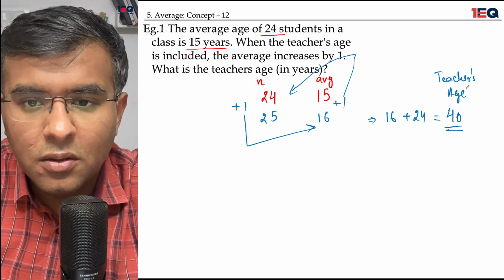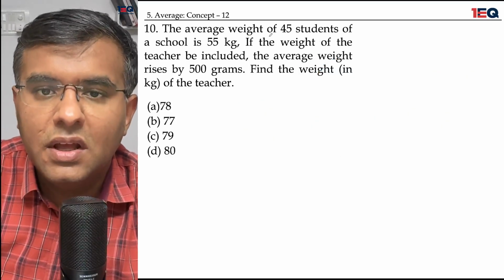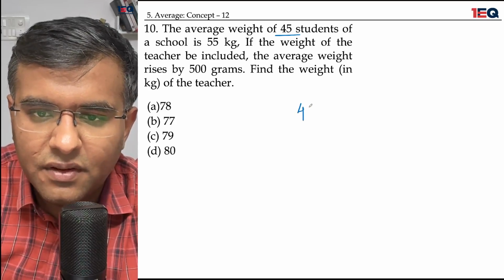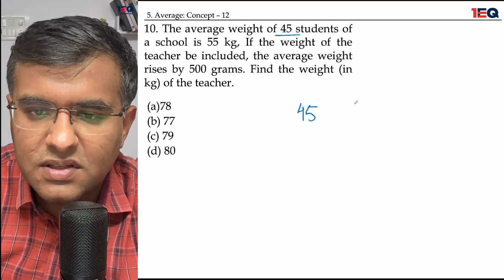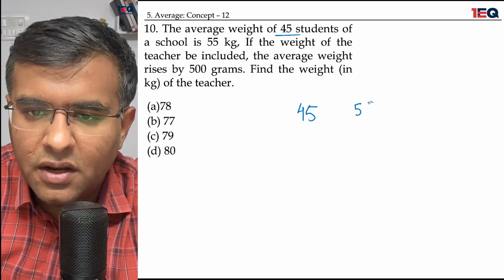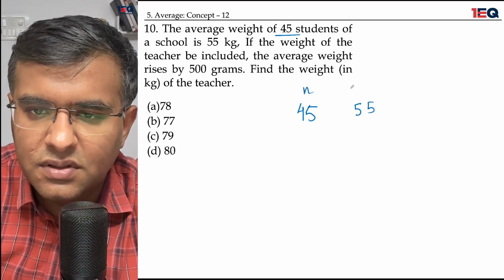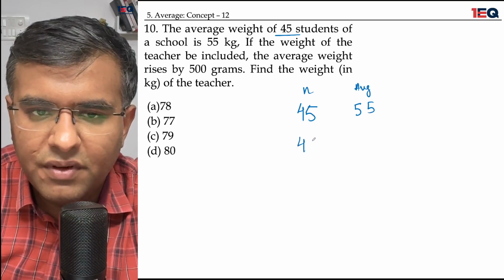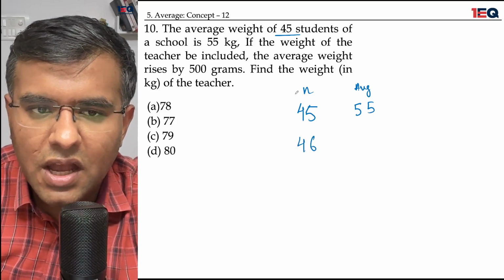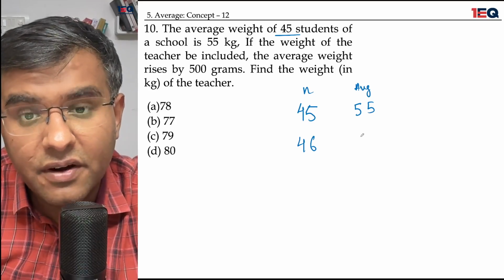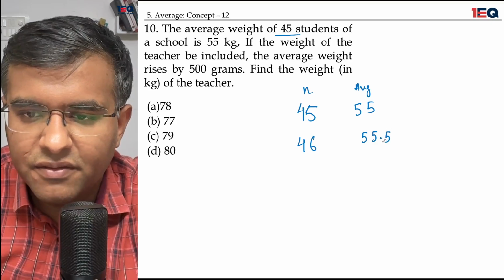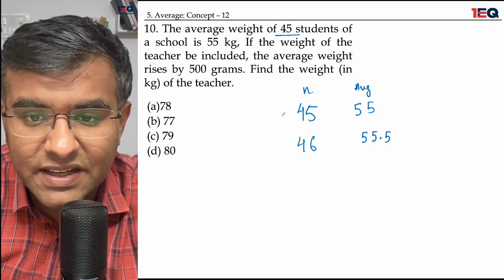All right, moving on. The average weight of 45 students of a school is 55 kgs. Okay, this is 45 students and 55 kgs was the weight. And if the weight of the teacher is included, the average weight rises by 500 grams. So this makes it 55.5, because we are talking about things in kgs.